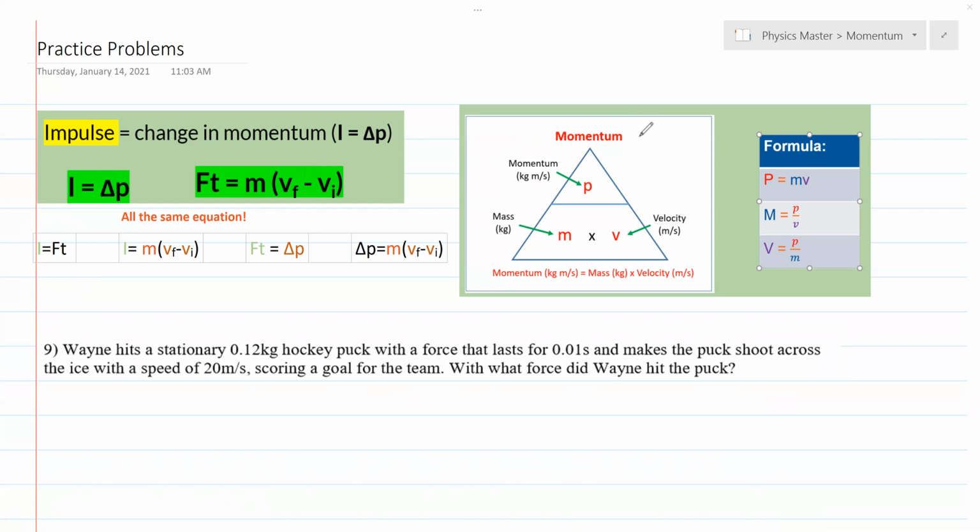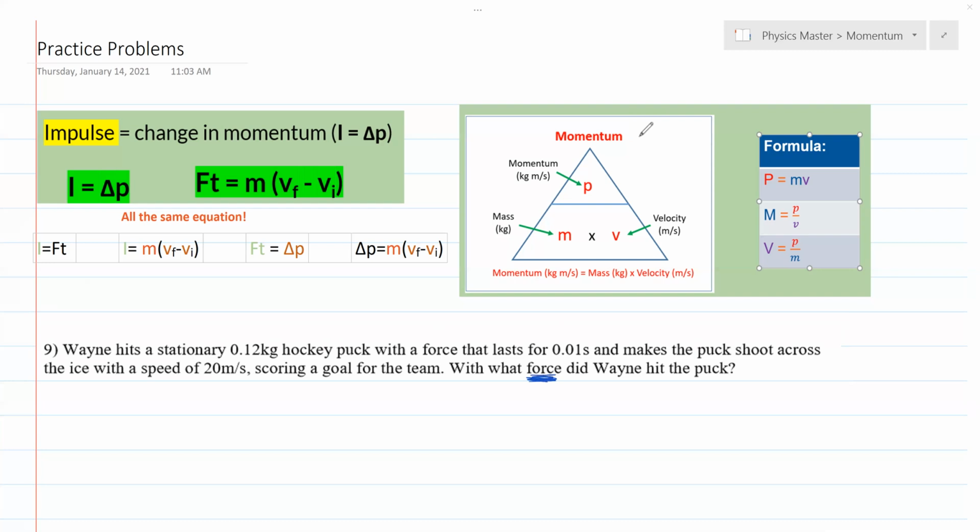All right, so here's what I want to ask first. Eric, are you there? Yeah, I'm here. Okay, I just have a quick question for you. Can you tell us, when you read this, what we are looking for? Everyone should be able to see what we're looking for. Force, because it asked what force Wayne hit the puck. Thank you very much. All right, so Eric says we're looking for force.